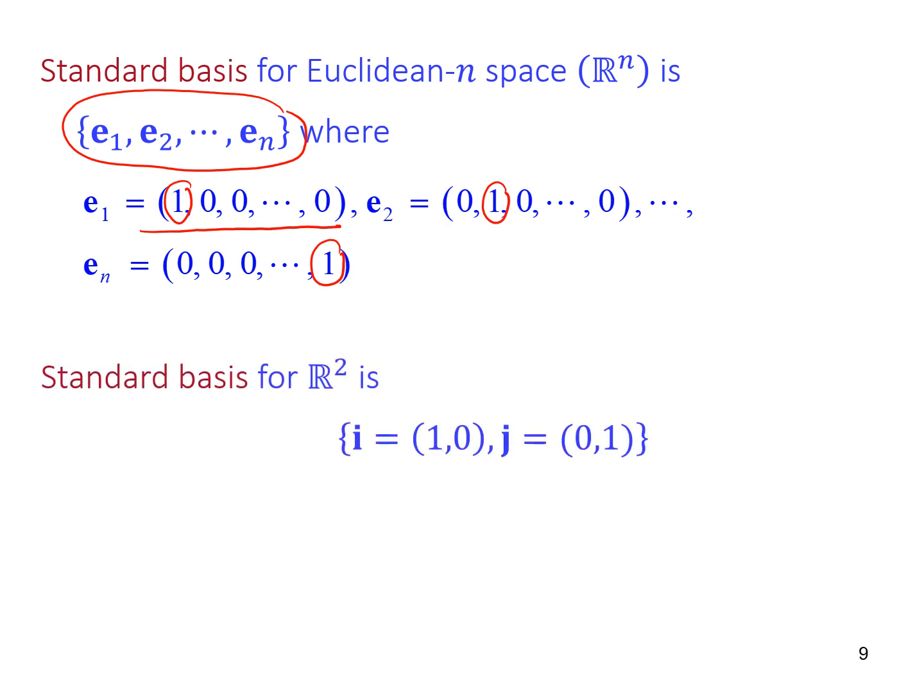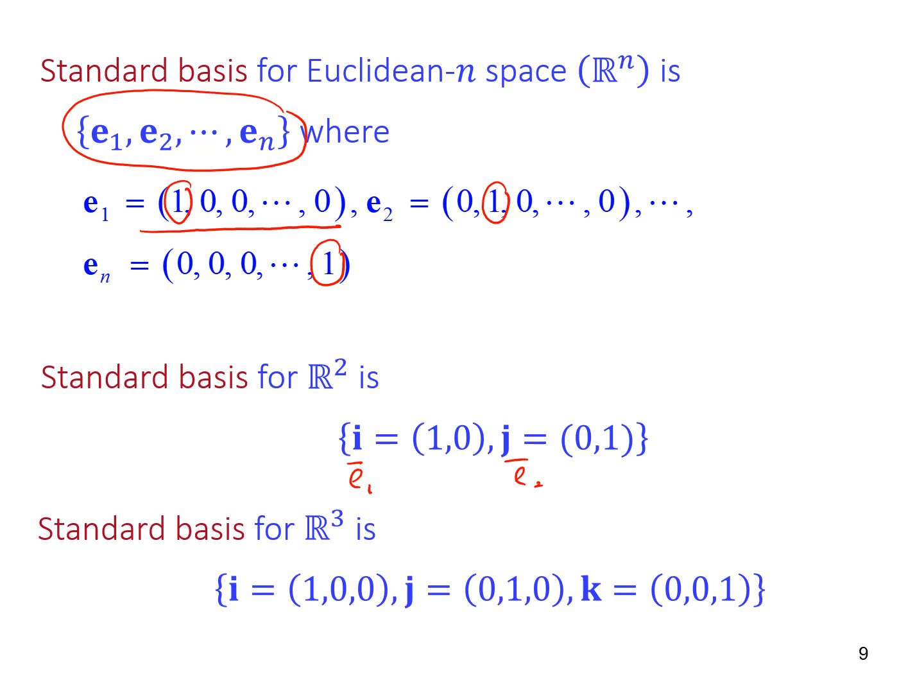Whenever n is equal to 2, we have R2, the two-dimensional Euclidean space, and the standard basis for R2 is E1 and E2, where E1 is i and E2 is j. Instead of using E1 and E2, we denote these as i and j. In the three-dimensional Euclidean space, R3, the basis is the set E1, E2, and E3. E1 we denote as i, E2 as j, and E3 as k. Whenever n is greater than 3, we use E1, E2, up to En instead of i, j, and k.